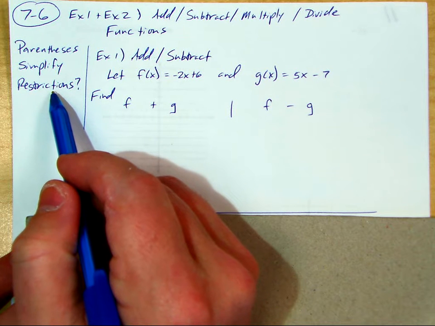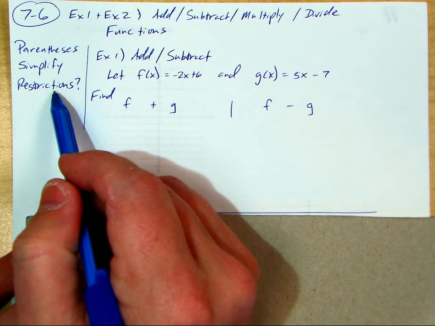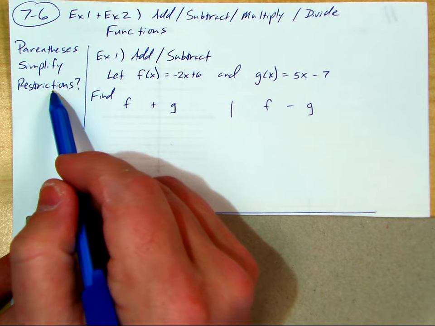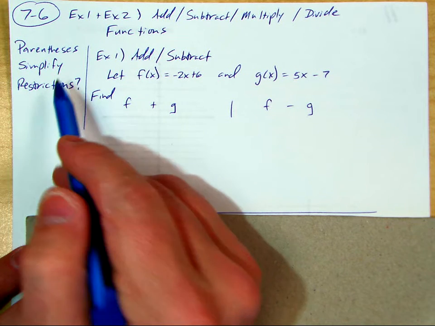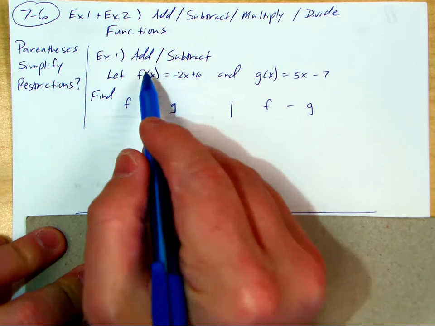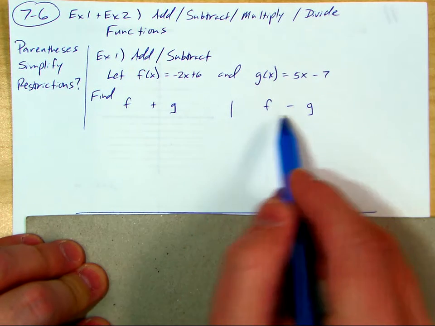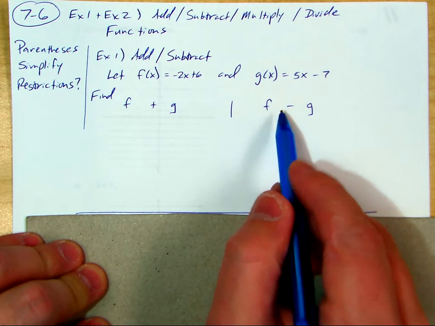The book talks about a lot of restrictions as far as domain values and stuff, and we're skipping all those considerations, at least in this section. We will worry about domain and range in 7-7. So let's add f and g together in this one and subtract them together here.